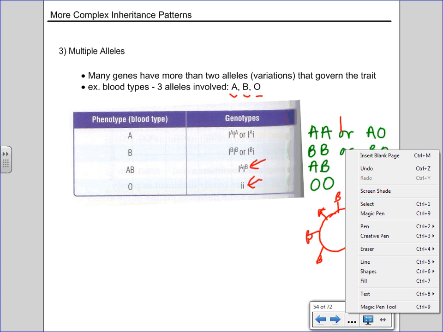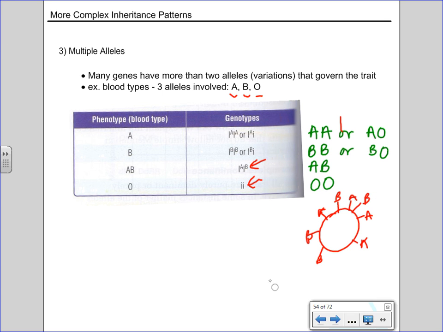Pen, oops, get rid of that, this pen, there. Okay, so this is another way that you might understand better.